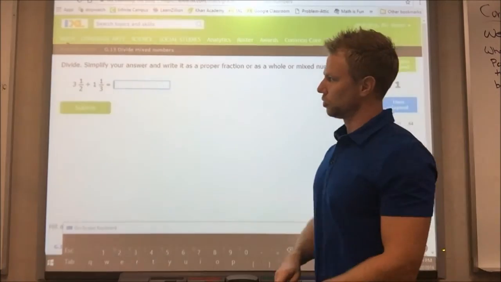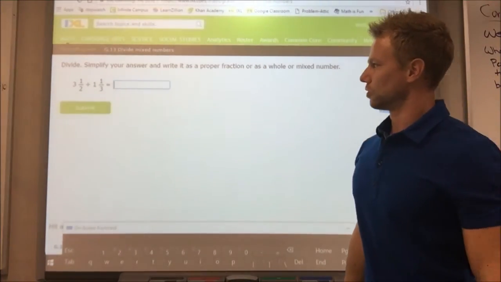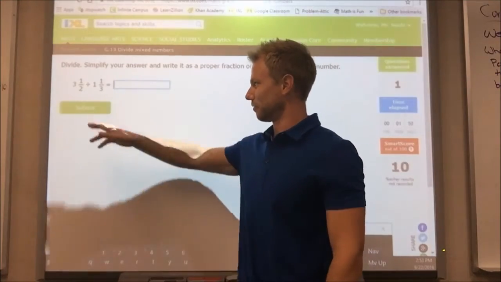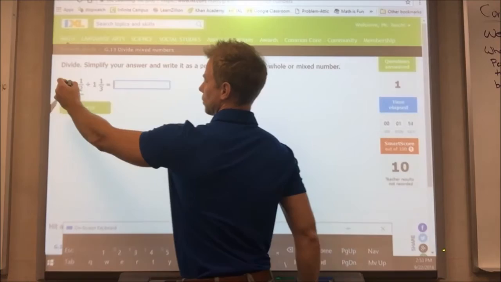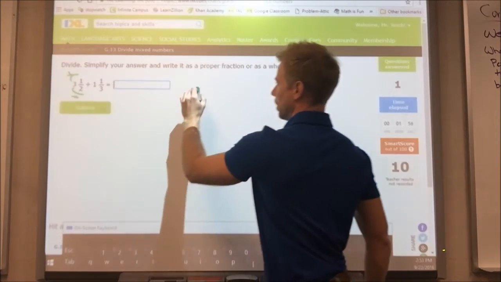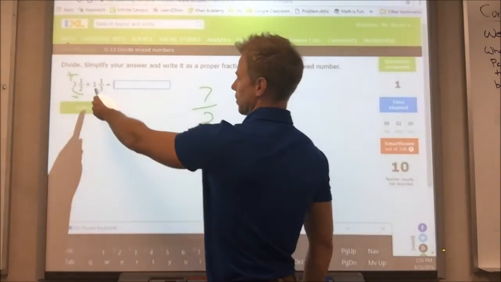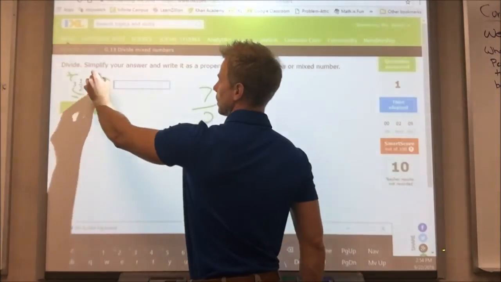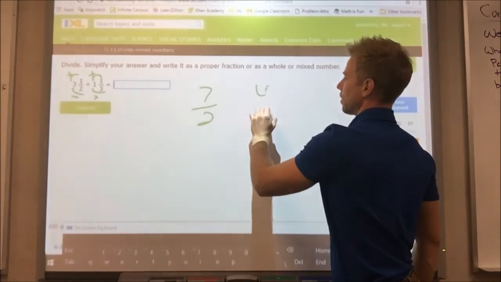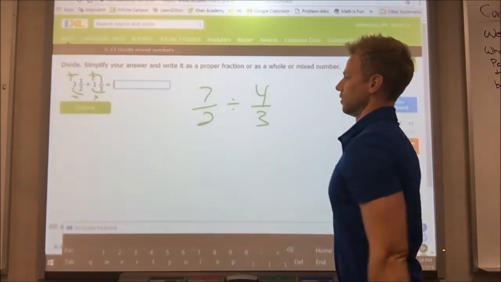Okay, the next one, 2 mixed numbers again. They're not the same thing, so we're actually going to have to go through the steps of dividing. So we'll rock around the clock. 3 times 2 is 6, plus 1 is 7. So we get 7 over 2. Rock around the clock on the second one. 3 times 1 is 3, plus 1 is 4. So I get 4/3, and that is division.